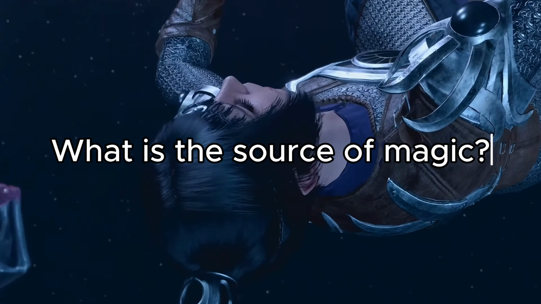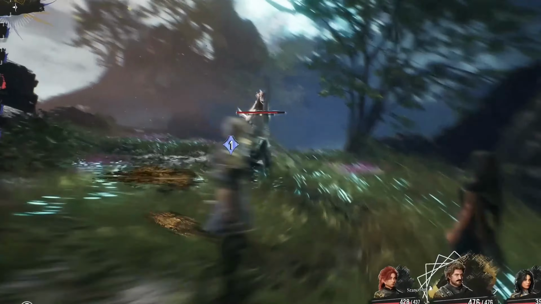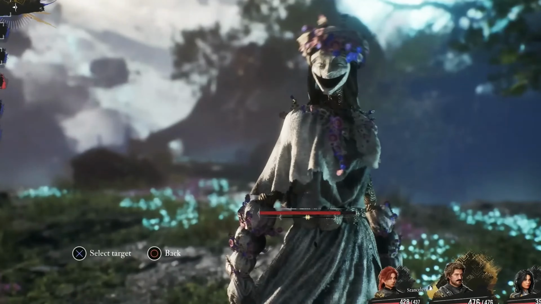So ask yourself, what is the source of magic? Is it learned or inherited? What are its limits? What are its costs? How does it affect society? Does it create inequality?